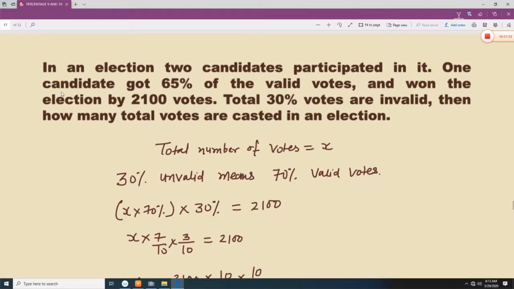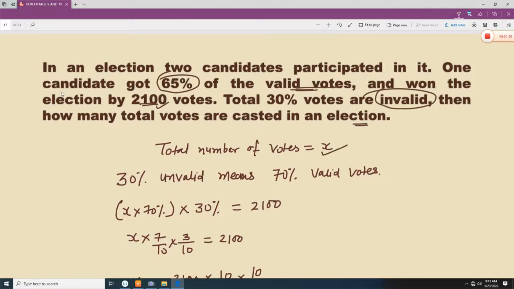In an election, two candidates participated in it. One candidate got 65% of the valid votes, remember valid votes, and won the election by 2100 votes. Total 30% votes are invalid. Then how many total votes are casted in an election? Now here the real value is already been given, so we can assume the total number of votes is X.